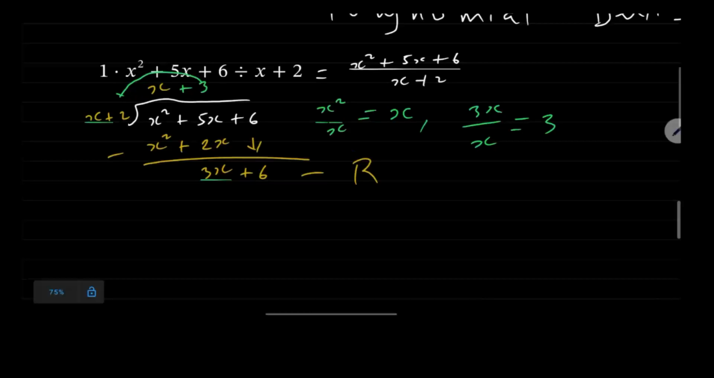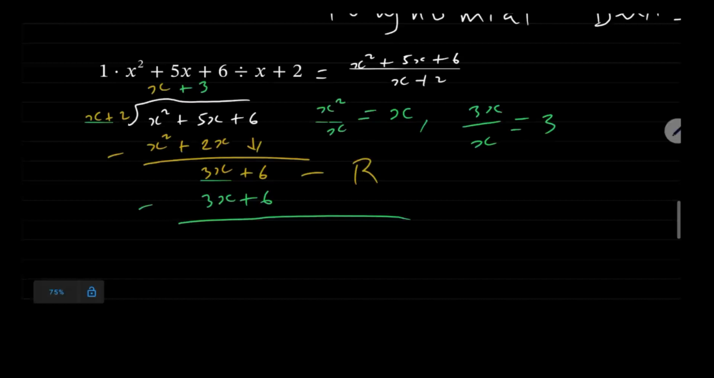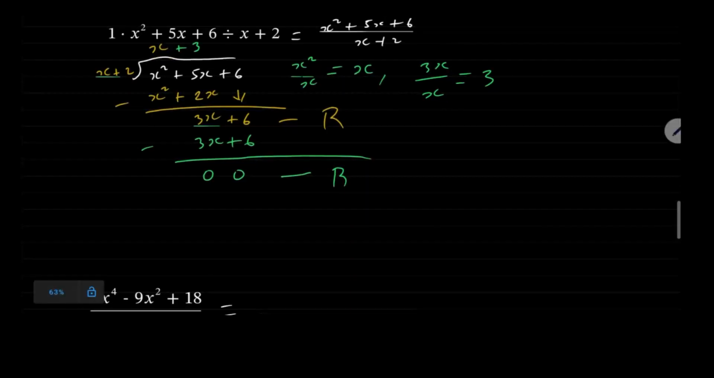When that happens, obviously we are going to get 3x for the first one. So let's write the 3x here. And then the second one is going to be 3 times 2. We are going to have a 6, so plus 6. And then we are going to subtract. So definitely 3x minus 3x is going to give us 0. And then 6 minus 6 is also going to give us 0. Now at this point, our remainder is 0. Therefore, the result of this division is going to be equal to x plus 3. And that is our answer.